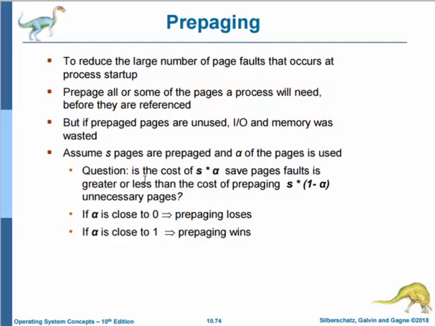So it may well be the case that many of the pages brought back into memory by pre-paging will not be used. So for example, we can assume that s pages are pre-paged and a fraction alpha of these s pages is actually used, such that 0 is less than or equal to alpha, which is less than or equal to 1. Which means if alpha is close to 0, then pre-paging loses, but if alpha is close to 1, pre-paging wins.